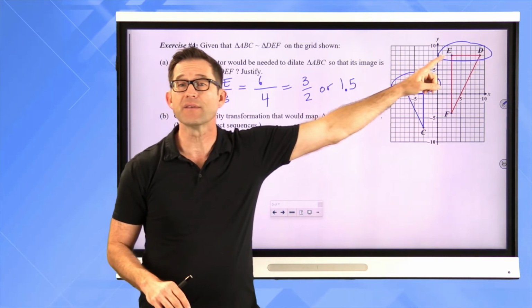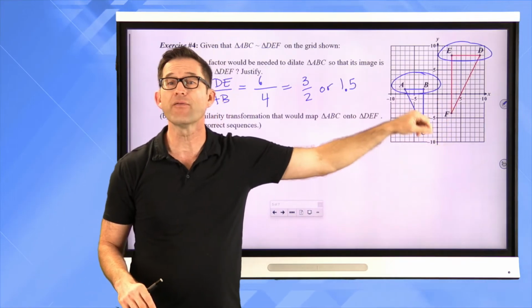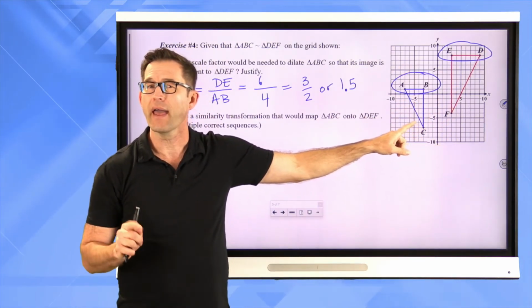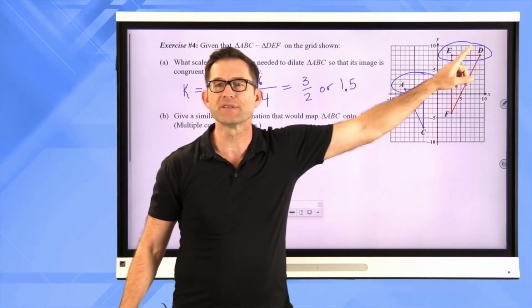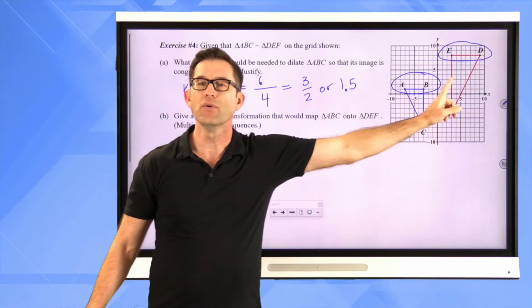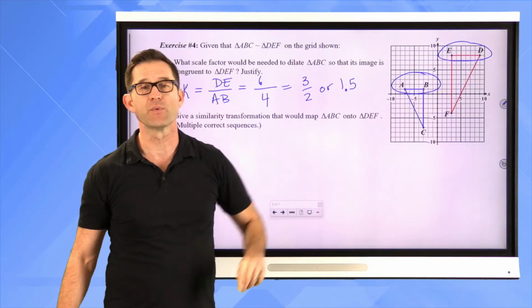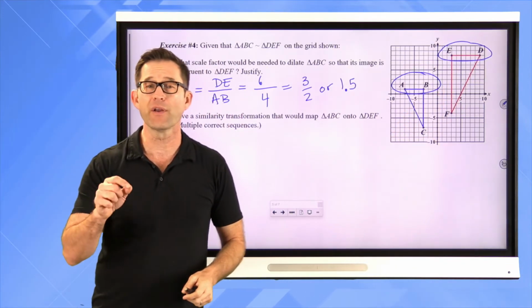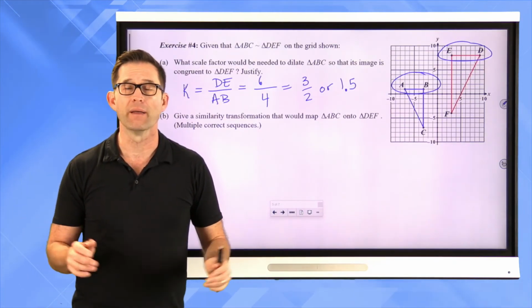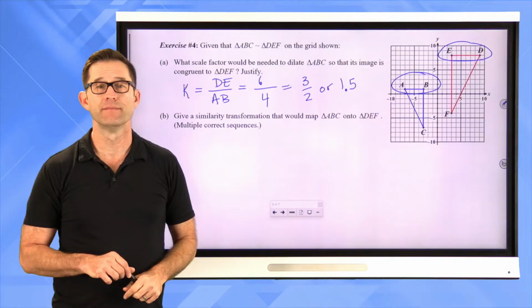You would get exactly the same thing if you divided EF, the length of EF, by the length of BC, all right? And trickier, you would get the same thing if you divided the length of DF by the length of AC. But those two lengths would be harder to figure out because we would either have to use the Pythagorean theorem to come up with their lengths or the distance formula. All right. Let's take a look at letter B.